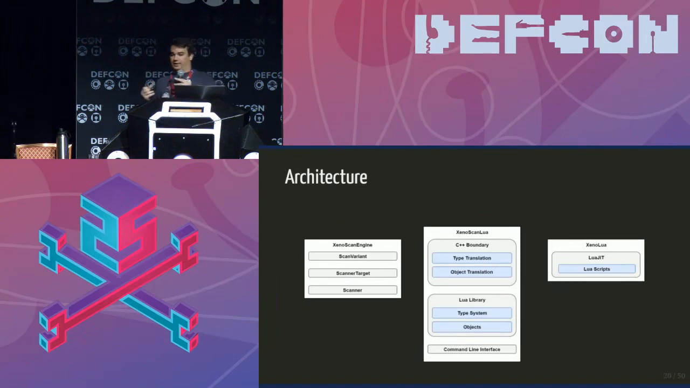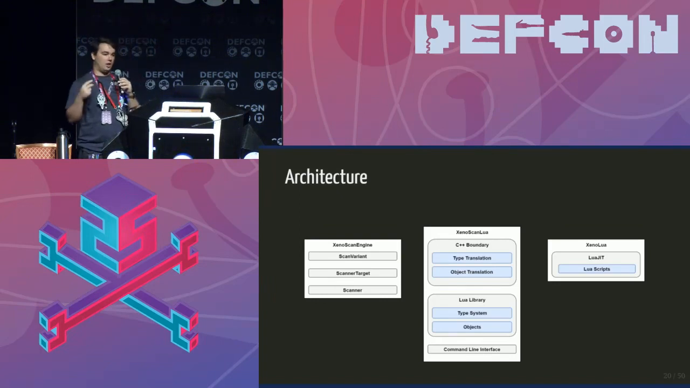So the code is architected into 3 main projects. There's the project you can see on the left here called XenoScan Engine. That's the core scanning code. That's the heart of the scanner. That's what knows how to search for certain types of values, knows how to flip endianness, knows how to search for chunks and thread all of that. All the fancy stuff is there.